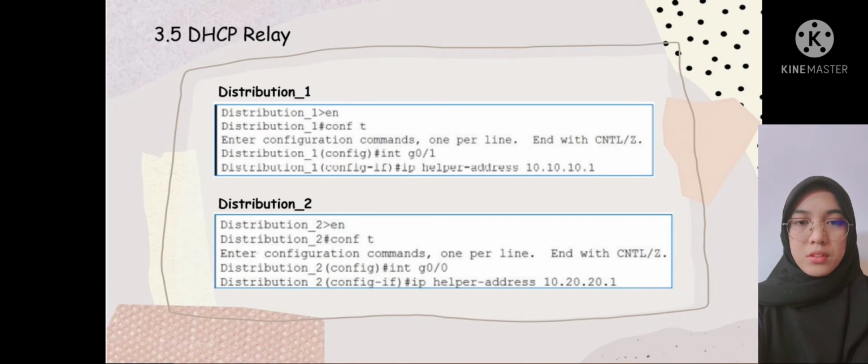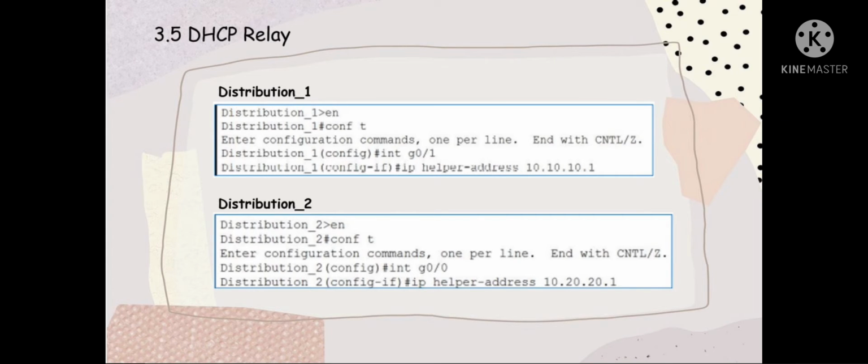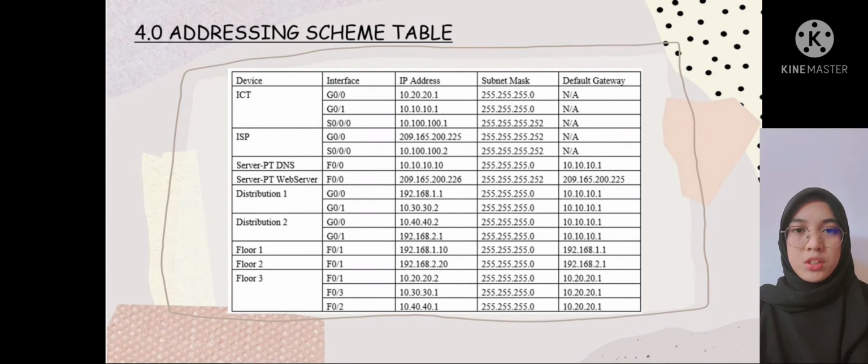3.5 is configuration for DHCP relay. In distribution 1, we are going to configure interface G0/1, ip helper-address 10.10.10.1. And for distribution 2, we configure interface G0/0, ip helper-address 10.20.20.1. 4.0 is the addressing scheme table. This table shows the interface, IP address, subnet mask, and default gateway for ICT, ISP, server PT DNS, server PT web server, distribution 1 and 2, and floors 1, 2, and 3.